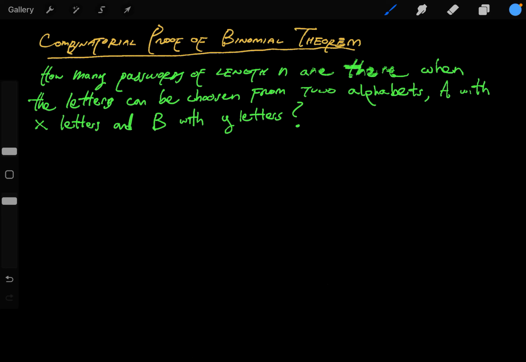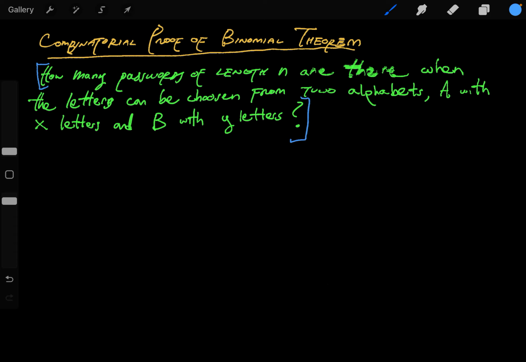Okay, so we're going to do a combinatorial proof of the binomial theorem. The question that we're going to have here is this question right here. We're going to answer this question with two different methods, and the answer will be correct in both of the methods. Therefore, those two things will be equal to each other.